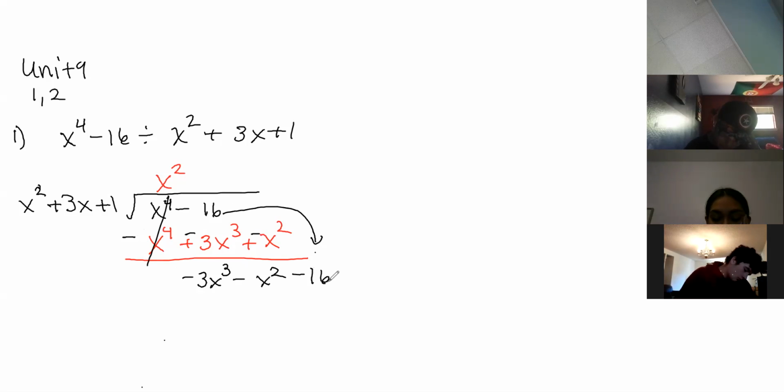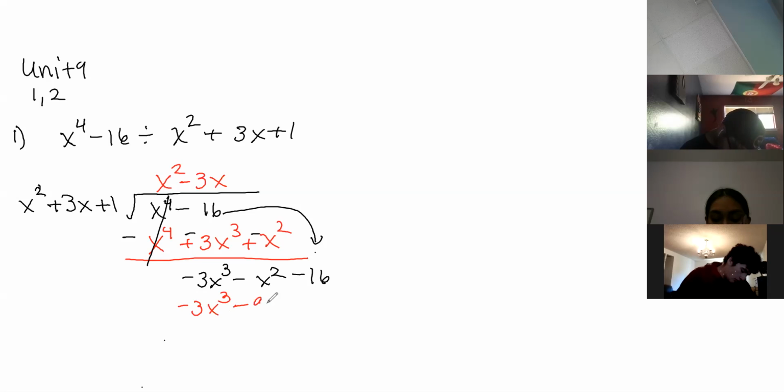And then we just start all over again. X squared times what is negative 3x cubed? Negative 3x. Okay, so that gives me negative 3x cubed minus what?